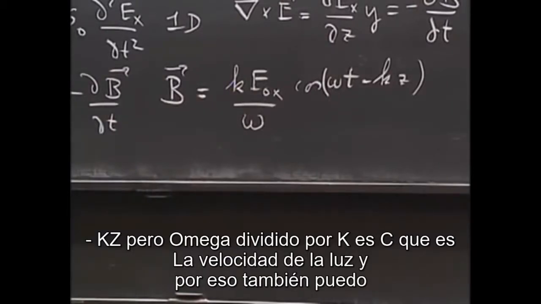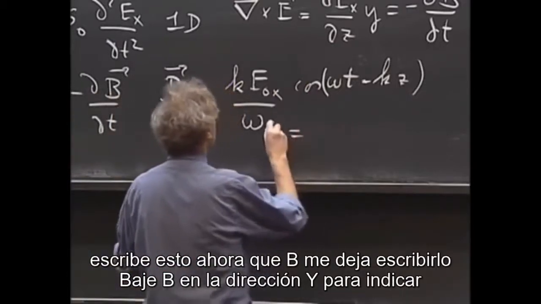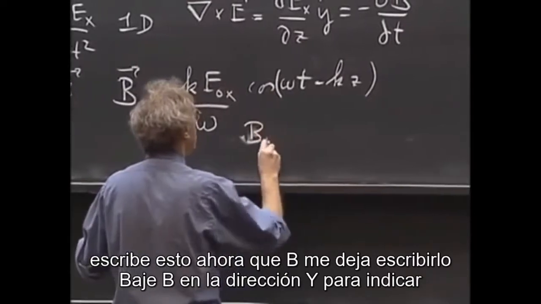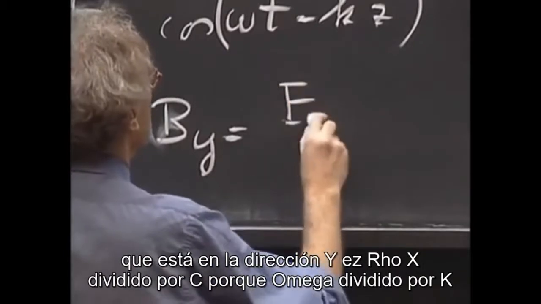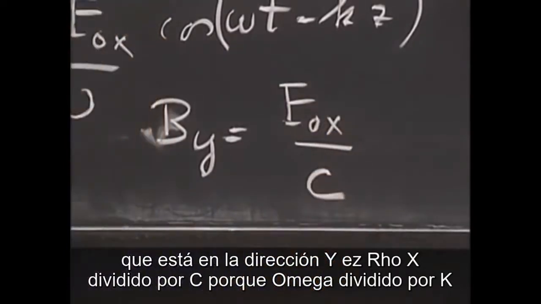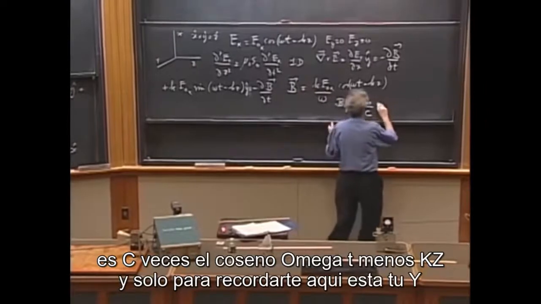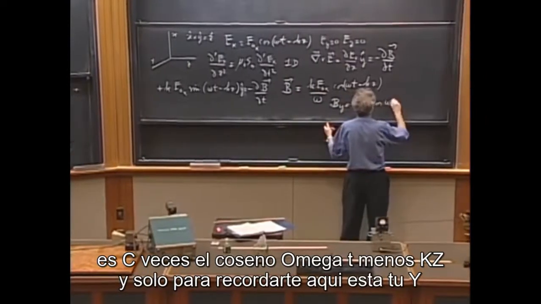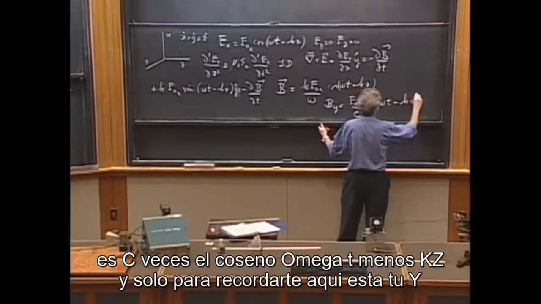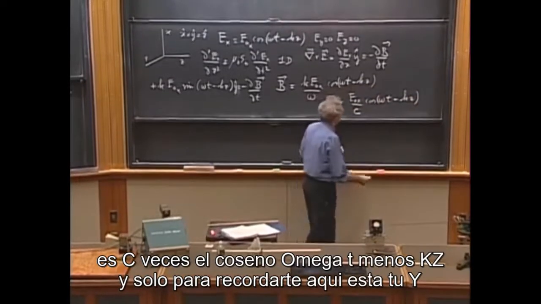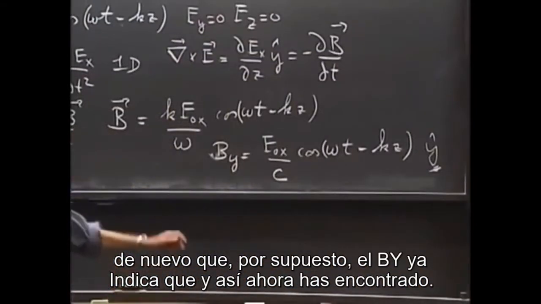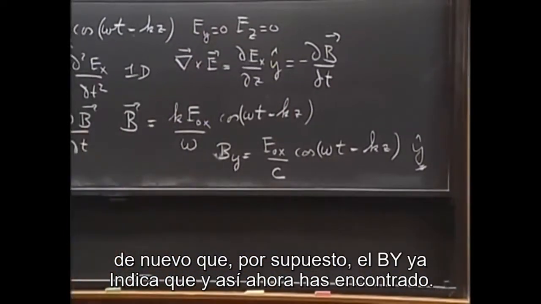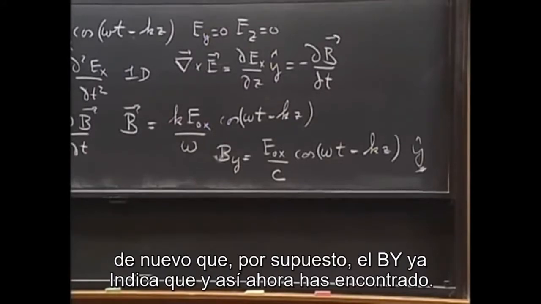But omega divided by k is c. That is the speed of light. And so I can also write this now, that B in the y direction, to indicate that it is in the y direction, is E0x divided by c, because omega divided by k is c, times the cosine of omega t minus kz. And just to remind you, here is your y again. But of course the By already indicates that.